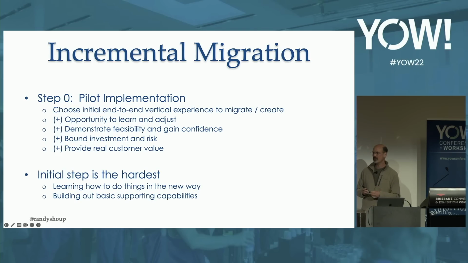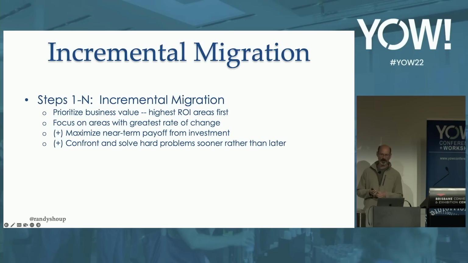And this initial step is really the hardest, right? So we're learning to do things in a new way. Again, in the last talk, it was the team learning how to do things in a microservices way when they were used to doing it in a monolithic way. And also, by its nature, we're having to build out a bunch of supporting capabilities in order to get this to start up. And once that pilot is successful and we've learned from it, now and only now should we start rolling out this migration and start attacking the rest of the system, the main part of the system.